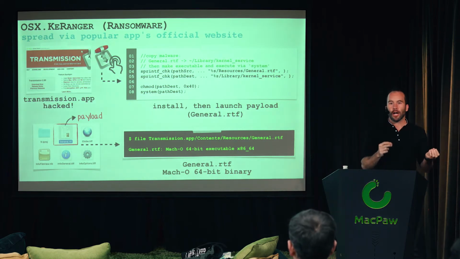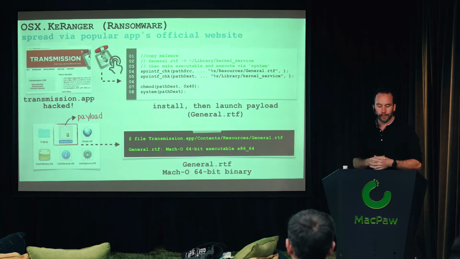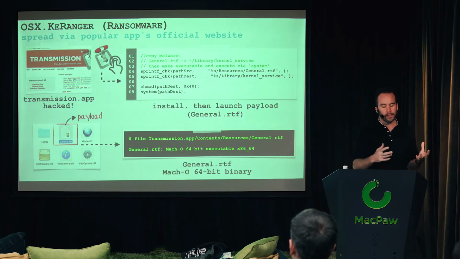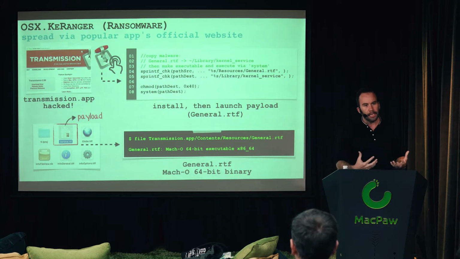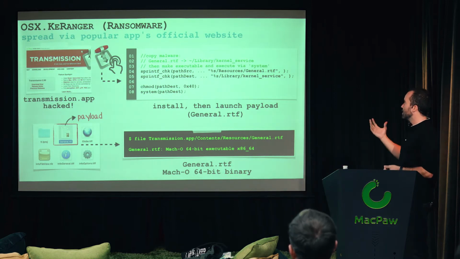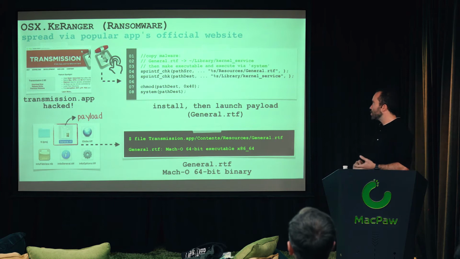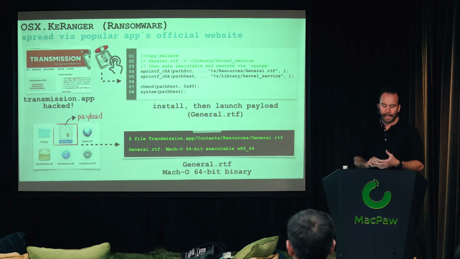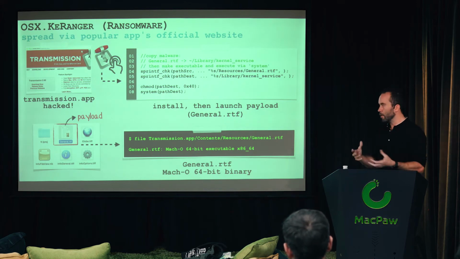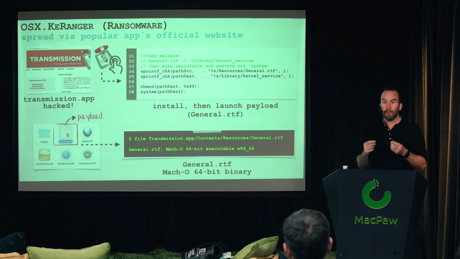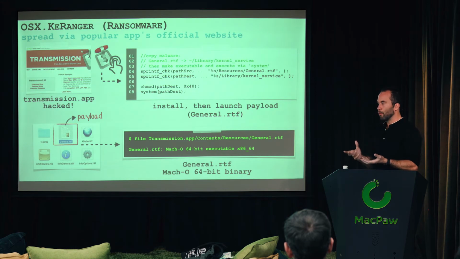So here we're going to talk about how to repurpose KeyRanger. KeyRanger was the first fully functional in-the-wild piece of ransomware targeting macOS. What hackers did, rather creatively, is they were able to infect a binary called Transmission.app. It's a popular BitTorrent client. And the way they did it was they actually hacked the developer's website. I don't know how, but somehow they got access to the legitimate website that would distribute Transmission, and then modified the copies that were available for download.